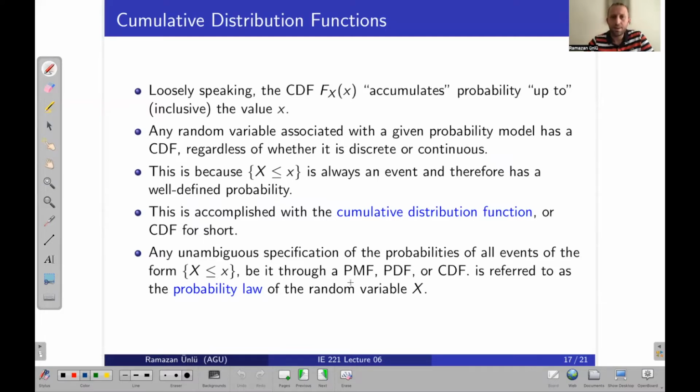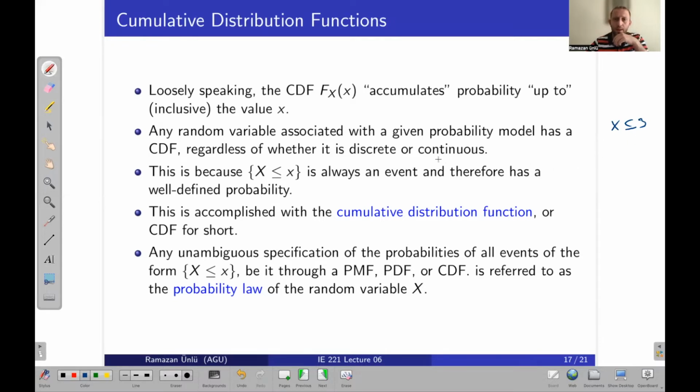We can simply say that the CDF, or F of x, accumulates, or gathers, the probability up to some value, and that value is included. So if I am saying the probability of X is less than or equal to 3, what I mean is I will sum up, or accumulate, all the probabilities until that point. Let's say X can take values from 0 to 5, and if I say the probability of X is less than or equal to 3, I will accumulate all the probabilities between 0 and 3.